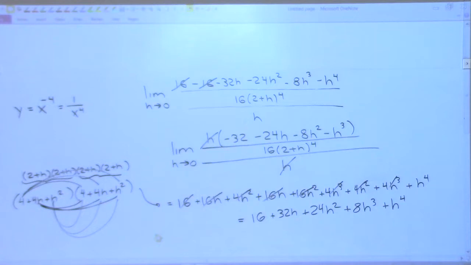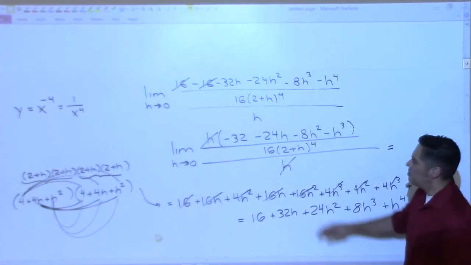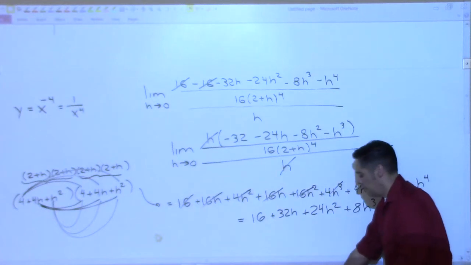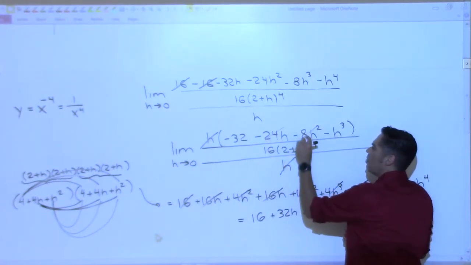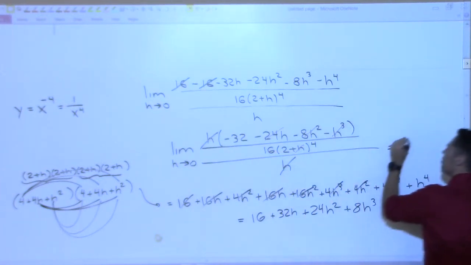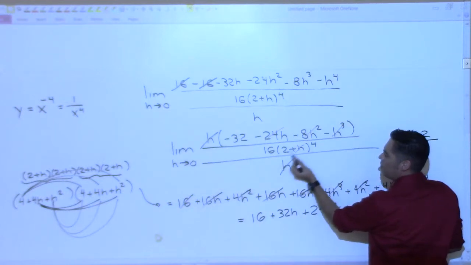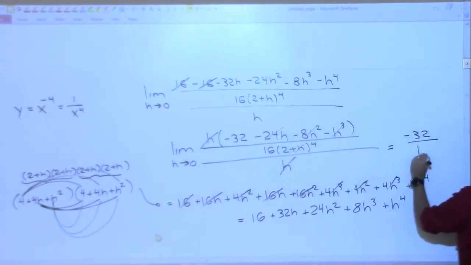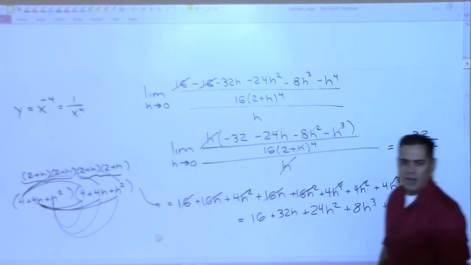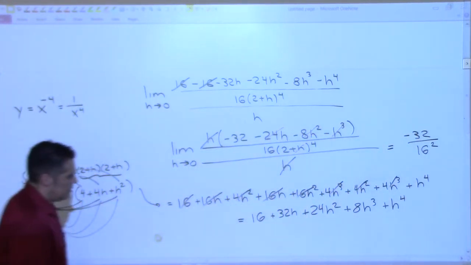Now, at this stage, finally, you can let h go to 0. And if h goes to 0, what happens? Gone, gone, gone, gone, right? And so all you're left with is negative 32 on top. And on the bottom, that's gone. So this is 2 to the 4th, which is 16, and that's 16. So that's 16 squared. And that's the exact same answer we just got. Whew. All right.